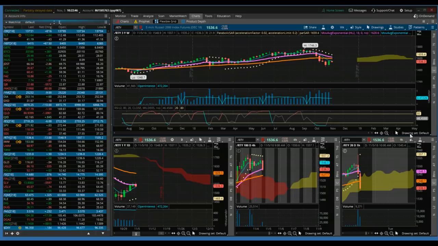Why isn't it coming up? Okay, hold on here. Oh man, Excel. Okay, let's go. All right, let's see. Okay, here we go. GM right here. All right. General Motors, we got it.